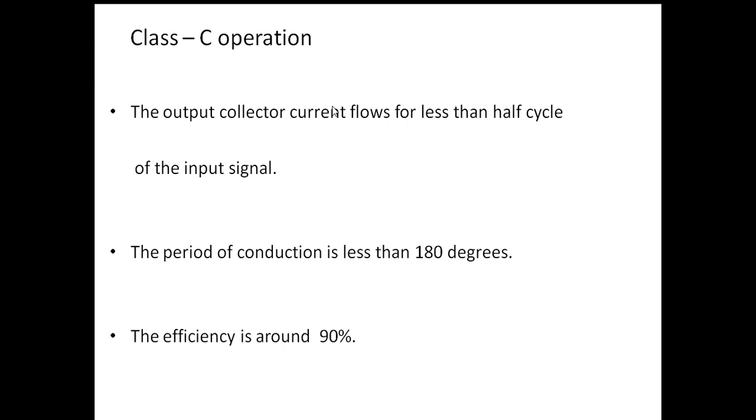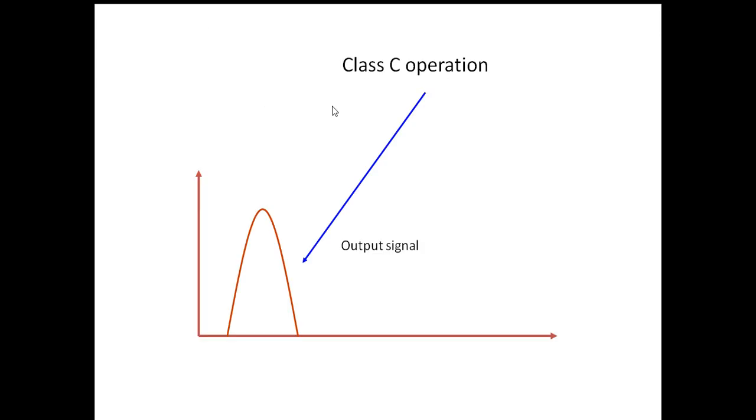So we can summarize these four. Okay, this kind of signal we can get in class C operation. Means this is not full. Actually, it should start from here. It is somewhat less than the input signal. The positive half cycle is somewhat lost. Okay, this portion is lost.